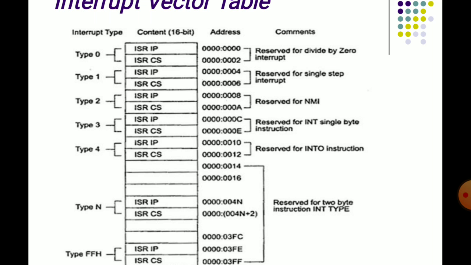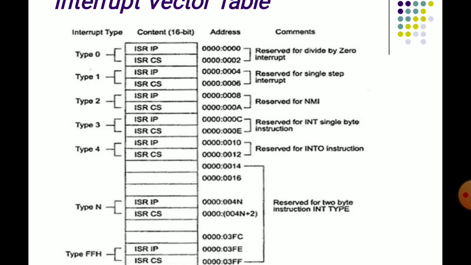The next interrupt is the overflow interrupt. The INTO instruction is the type 4 interrupt, the overflow interrupt. During arithmetic operations, if the overflow flag is affected, this type of interrupt will be generated to the CPU. So these are the five dedicated interrupts.